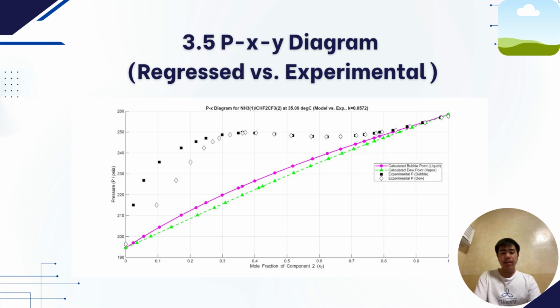This final figure presents the most impactful result. The regressed VLE model compared directly to the raw experimental data. The calculated bubble and dew point curves pass remarkably well through the experimental points. The regression process successfully determined a K sub 1-2 value of 0.0572, which allowed the Peng-Robinson with Wong-Sandler mixing rules equation of state to accurately and reliably represent the entire vapor-liquid equilibrium range for the system.